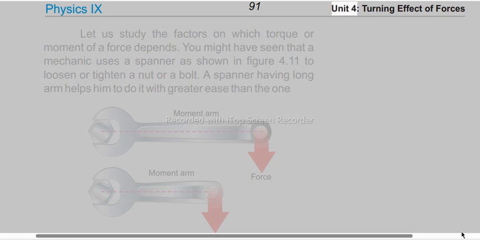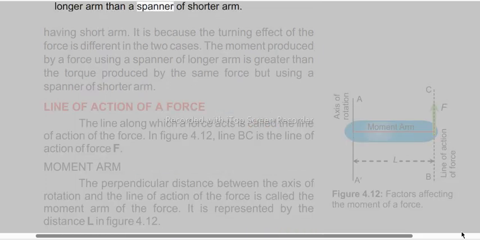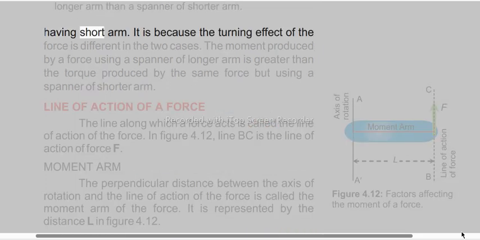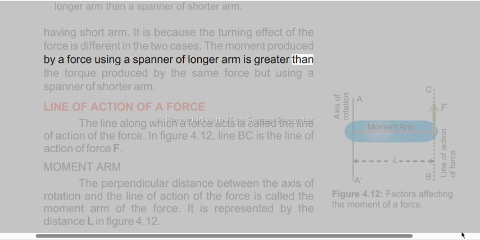Physics 991, Unit 4, Turning Effect of Forces. Torque. Let us study the factors on which torque or moment of a force depends. You might have seen that a mechanic uses a spanner, as shown in figure 4.11, to loosen or tighten a nut or a bolt. A spanner having a long arm helps him to do it with greater ease than one having a short arm. Figure 4.11, it is easy to tighten a nut using a spanner of longer arm than a spanner of shorter arm. It is because the turning effect of the force is different in the two cases. The moment produced by a force using a spanner of longer arm is greater than the torque produced by the same force using a spanner of shorter arm.